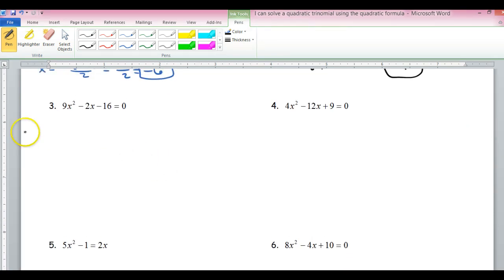Now the next one. Is our quadratic equal to 0? Yes. So if I identify my a, my b, and my c, I end up getting, for my discriminant, b is negative 2, so negative 2 squared minus 4 times 9 times negative 16. And if you evaluate that in your calculator, you will get 580.